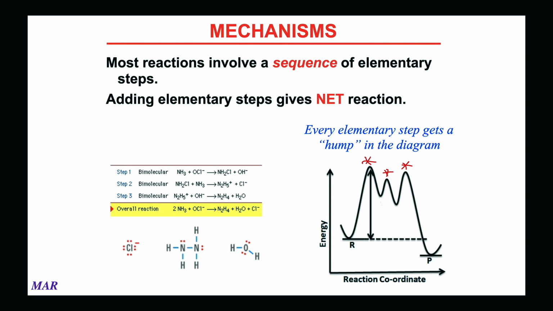And that protonated hydrazine will react, in this case with hydroxide, to make regular hydrazine and water. So the overall reaction here: two ammonias and hypochlorite make hydrazine plus water plus chloride. So again, pretty interesting. Three-step mechanism, three humps. This is also exothermic, going from reactants to products.